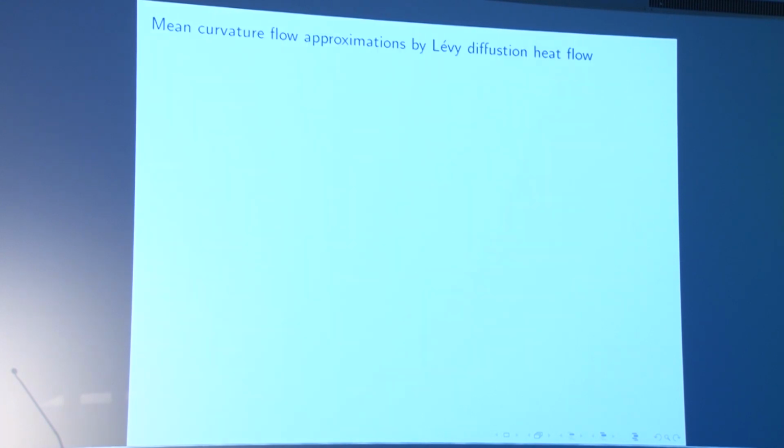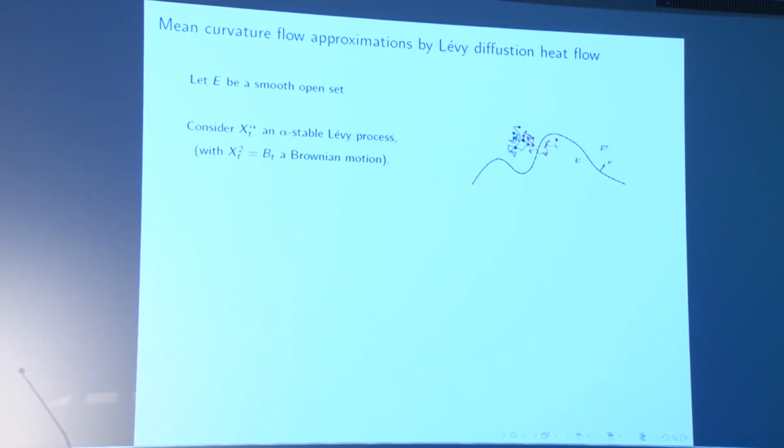There is one more interesting point, which is a motivation for the non-local mean curvature itself: mean curvature flow. You try to approximate the mean curvature flow by certain diffusion problems. So if I consider a smooth set, and then I consider an alpha-stable process X_t^alpha. Of course, if alpha is 2, then I go back to a Brownian motion.